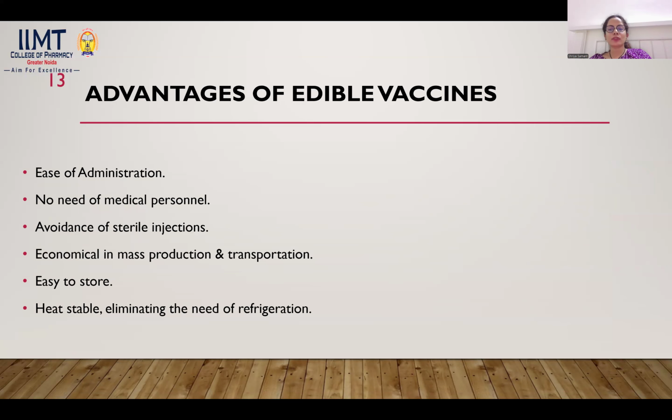Next, advantages of edible vaccines. Ease of administration is the first and most important advantage of edible vaccines. You can easily administer it orally. There's no need for medical personnel, and it avoids sterile injections. It is economical in mass production and transportation, easy to store, heat stable, eliminating the need for refrigeration. Growing a plant is much cheaper than producing a vaccine. Plants cannot host most human pathogens, so the vaccine will not pose a danger to humans. So these are the different advantages of edible vaccines.